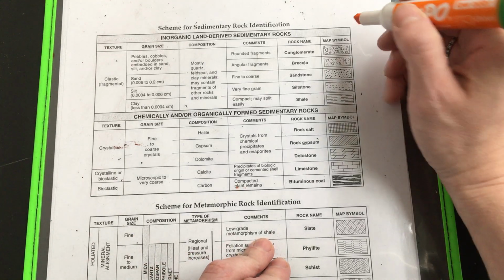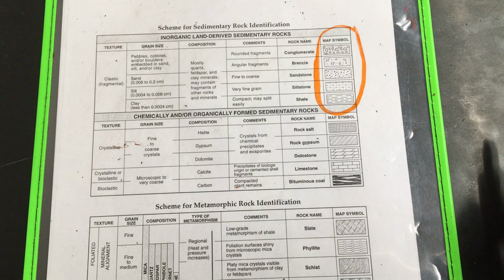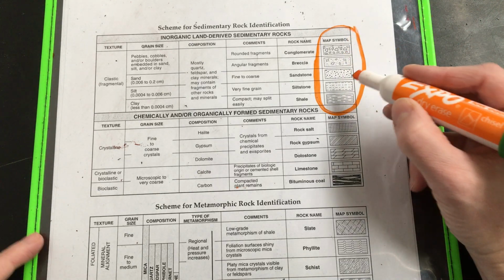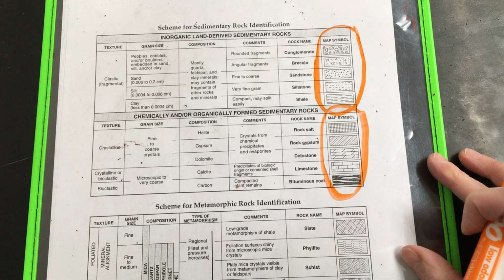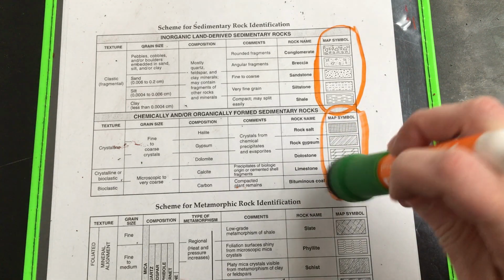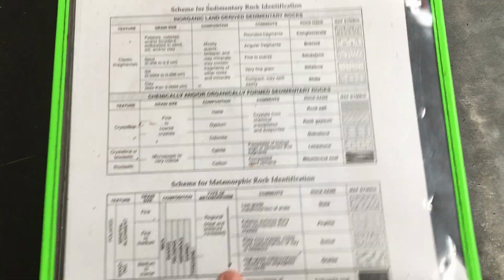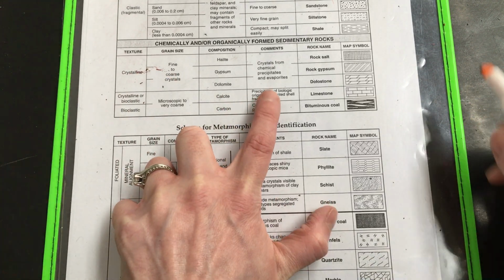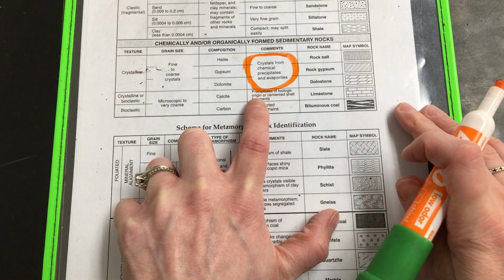Now if you're ever given a diagram and asked what type of rock you're looking at, you're going to use this map symbol here. Okay, so keep that in mind as you move through. There are map symbols for the other textures as well, but keep those in mind if you're ever looking at a diagram of rock. So crystallines we're not going to take a look at in the lab, but the big idea here is that they form from chemical precipitates and evaporites.